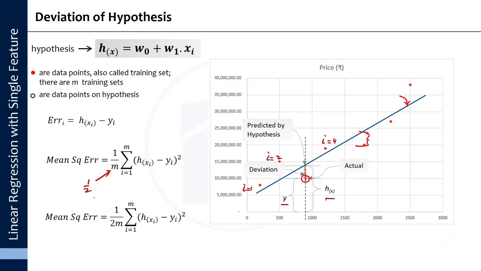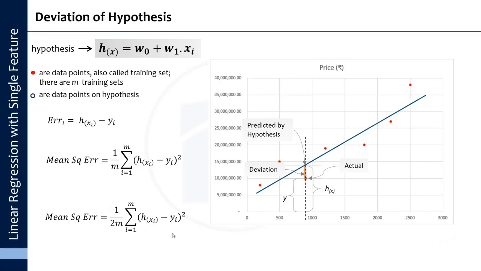So why are we multiplying this by the half? Because we will see later that when we differentiate to minimize this, the 2 will cancel with this 2. So that's the reason; it's called a convenience factor. Now we have come to know the mean square error.